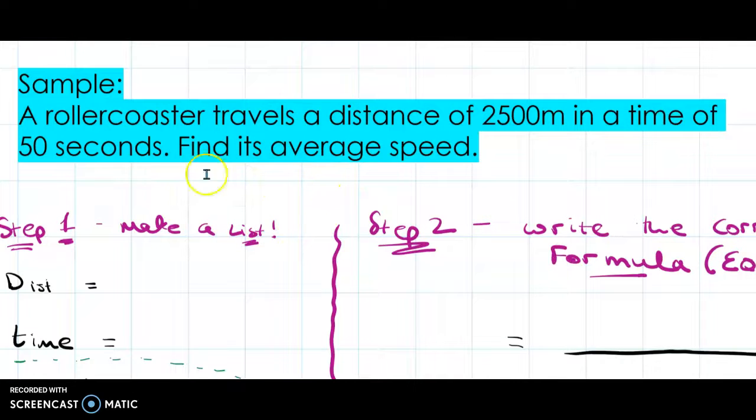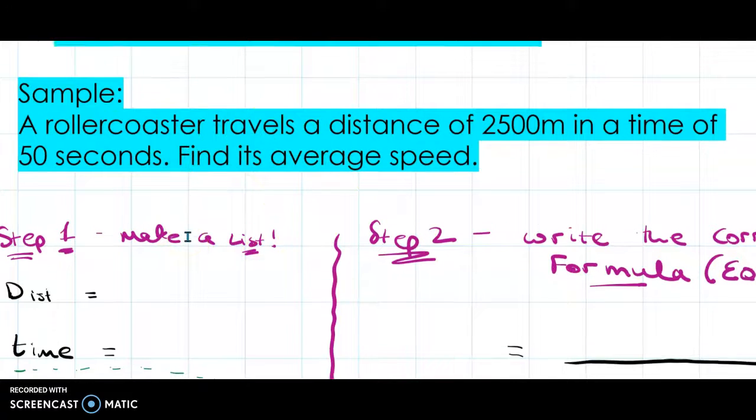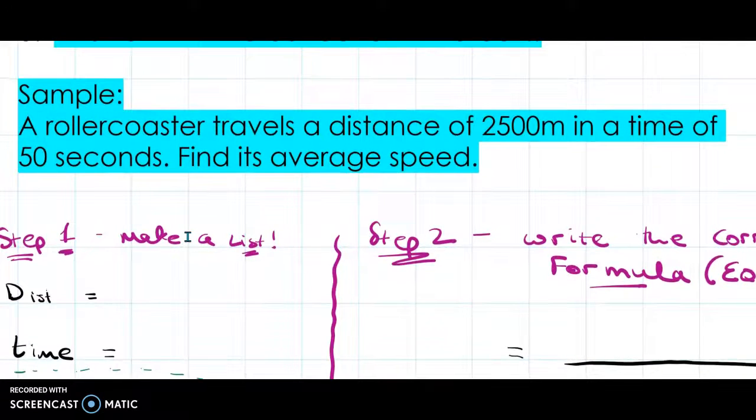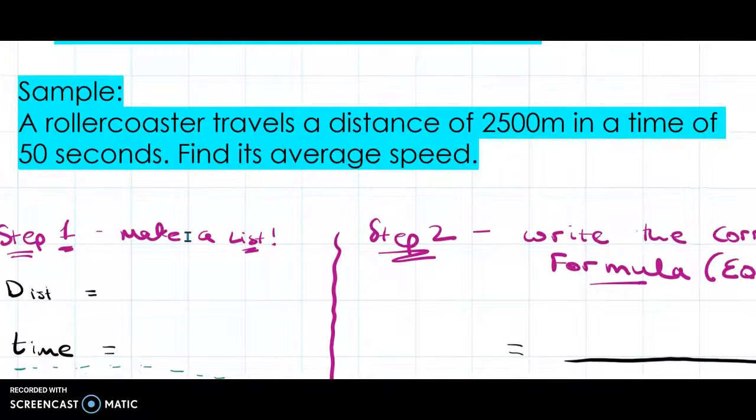Okay, so we need to learn how to do speed calculations so we can compare these three roller coasters. So let's start off with a nice simple example. The question says we've got a roller coaster that travels a distance of 2,500 meters in a time of 50 seconds. Find its average speed.